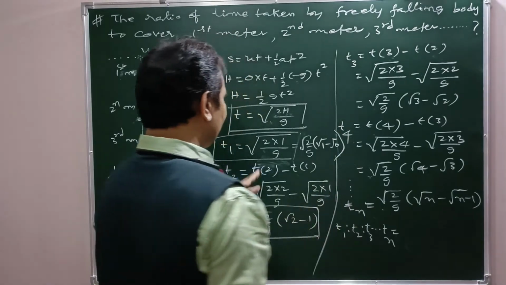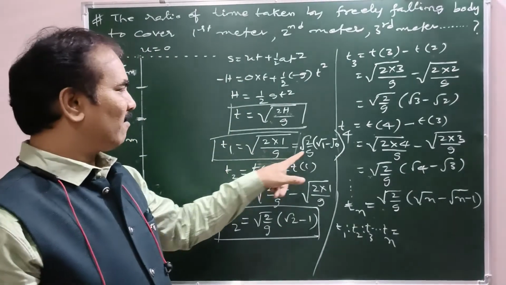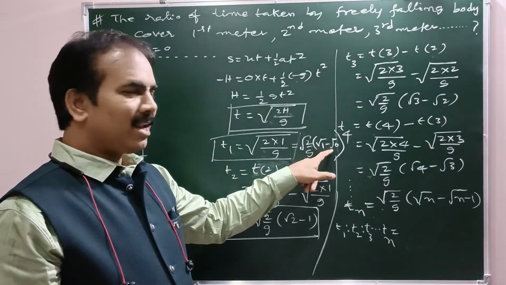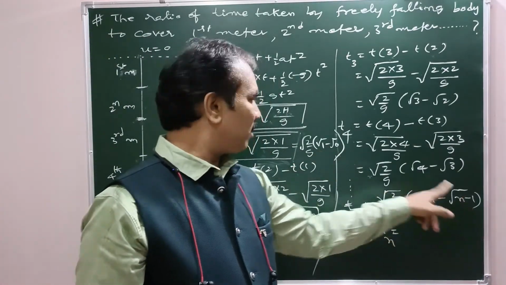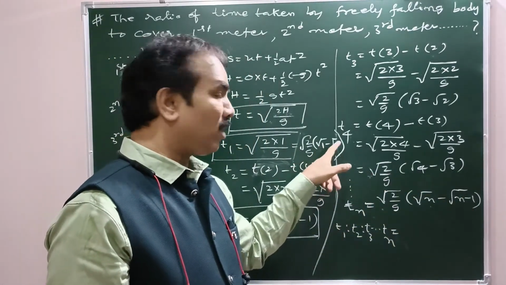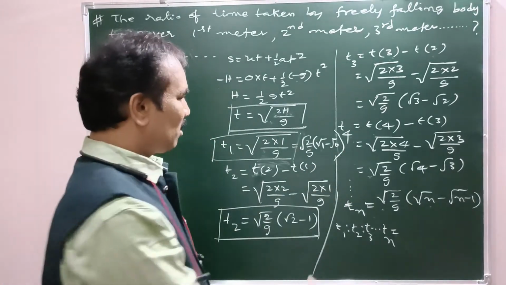Root 0. See? Root 2 by g is common. We are left with root 1 minus nothing, which means root 0. Why? Because n minus 1. Therefore root 1 minus root 1 minus 1, that is root 0. So common term.